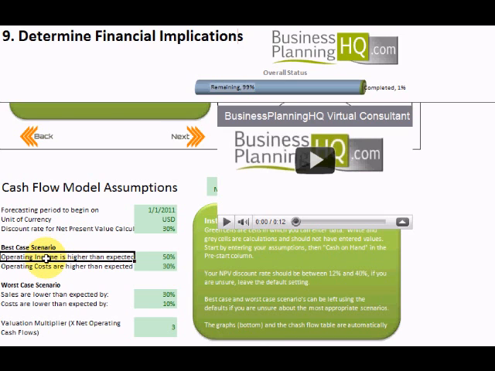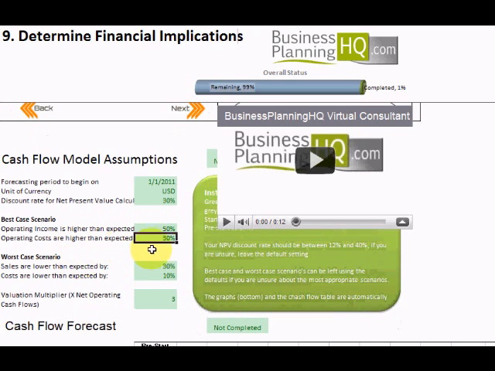A best case scenario is if everything went exceptionally well, how the business would perform going forward. And so the statement here is operating income is higher than expected by, so we're saying income is up 50% and operating costs are higher than expected by 30%. Now the reason costs are also higher is that with most products or services, earning more income is also associated with earning more cost. So we do need to have a positive figure there. So yeah, just put that in. 50% and 30% would be a typical best case scenario that we would tend to go with.